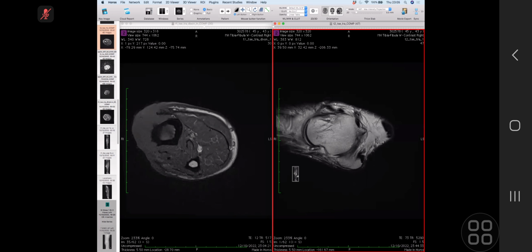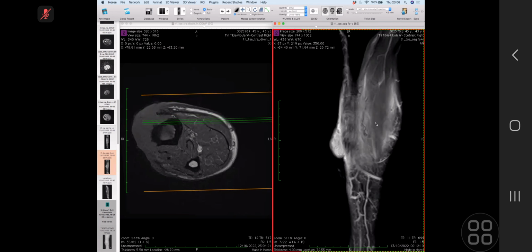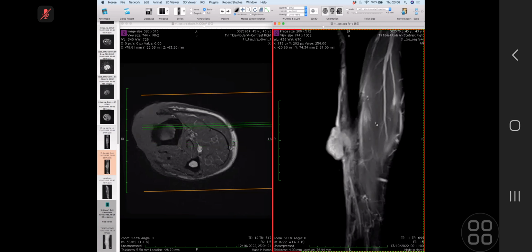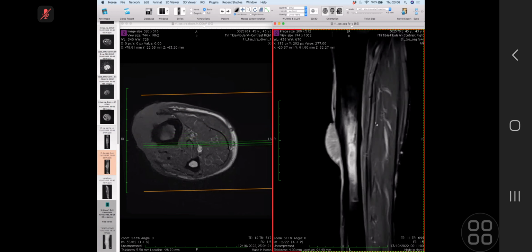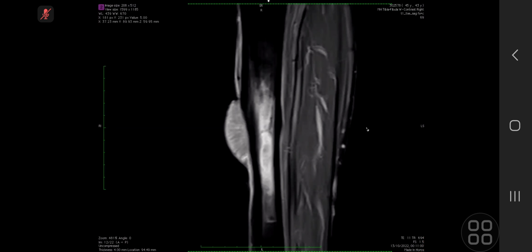All right. I've got a sagittal there. There we go. All right. Okay. So this is a post contrast. And I leave that image for all of you.